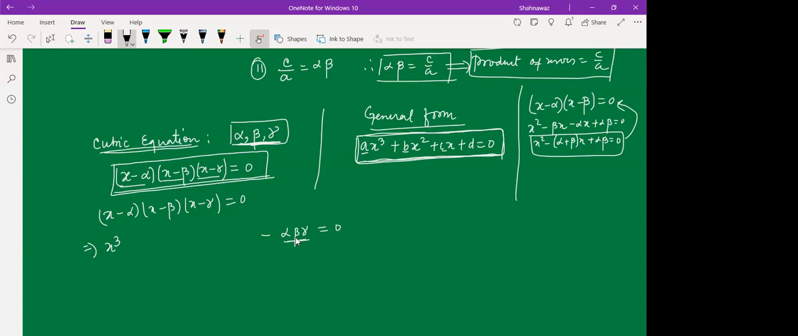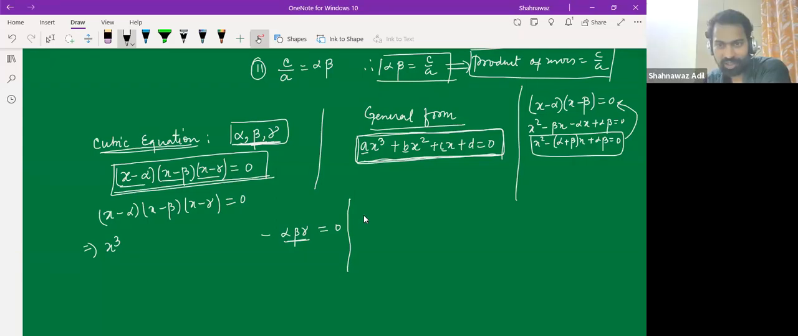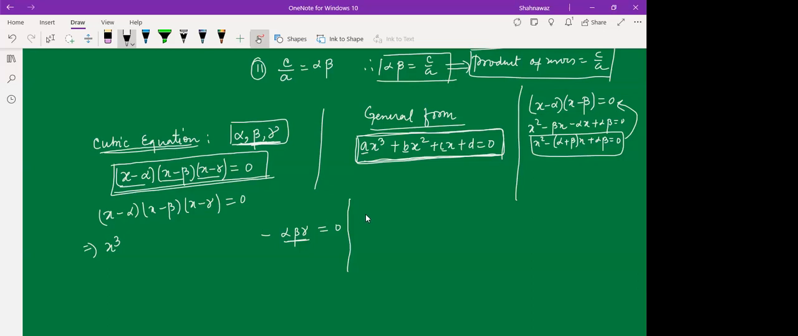Is the final answer x cube minus alpha plus beta plus gamma into x square plus alpha beta plus beta gamma plus gamma alpha into x minus alpha beta gamma? So what did you tell? x cube and then minus bracket alpha plus beta plus gamma bracket close x squared plus brackets alpha beta plus beta gamma plus gamma alpha bracket close x minus alpha beta gamma. I think this one is right.